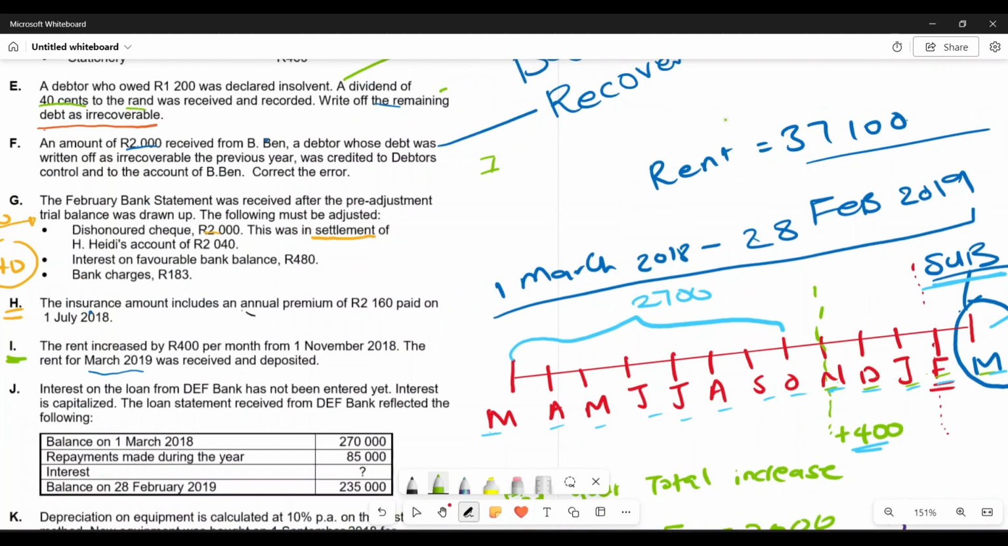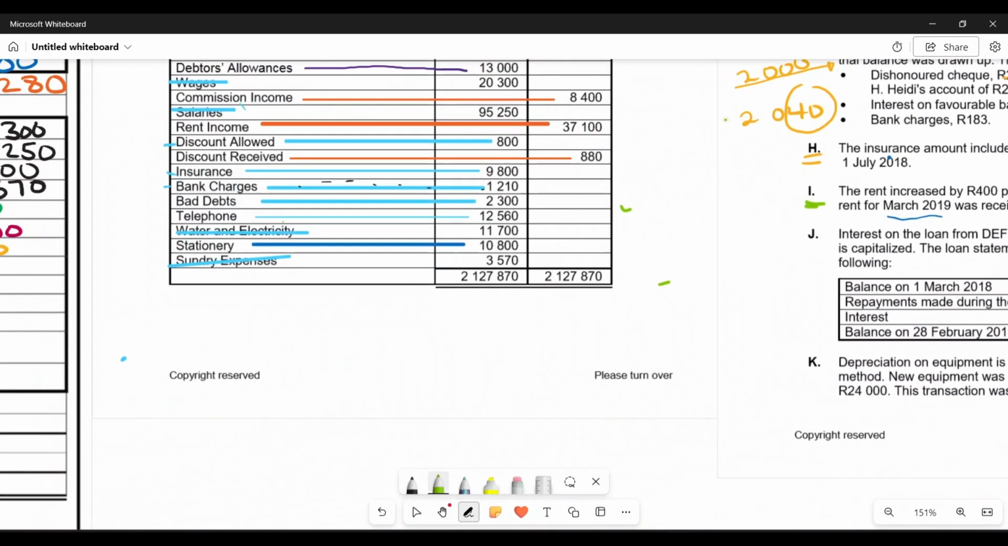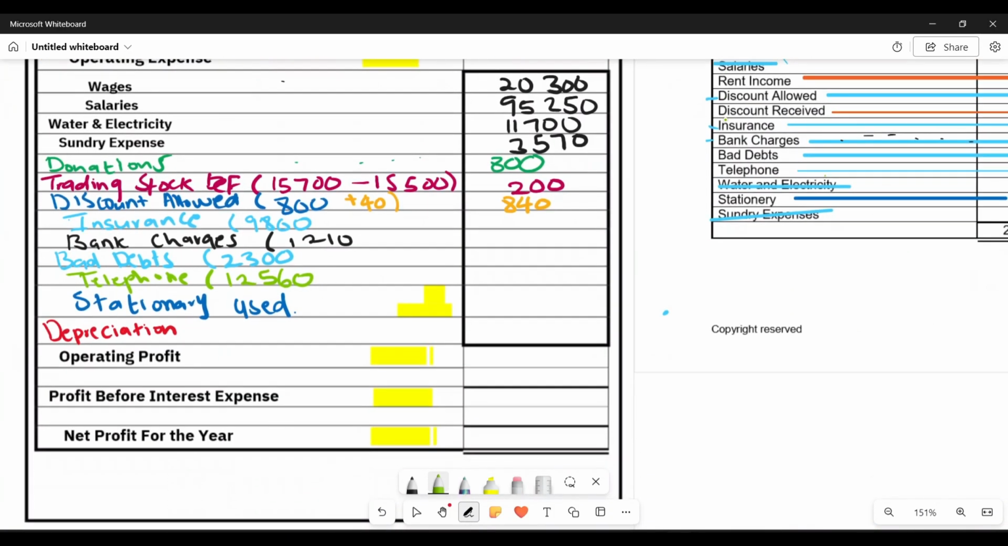So we need to subtract this insurance for the next 4 months, which relates to the next financial year. So here on my insurance, I'm going to subtract 720. And now punching this into my calculator, my insurance should be equal to 9,080.